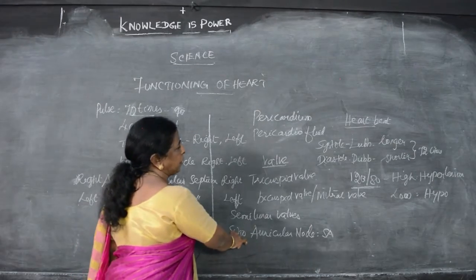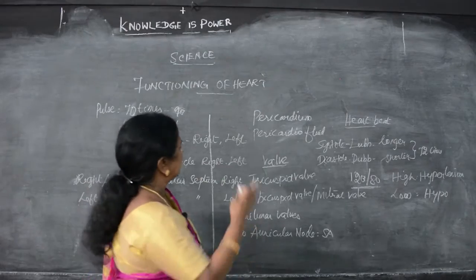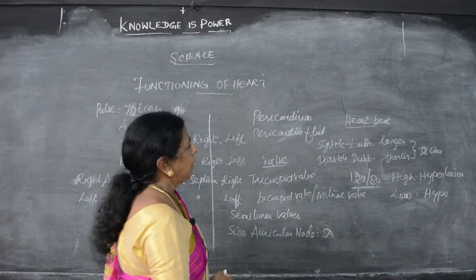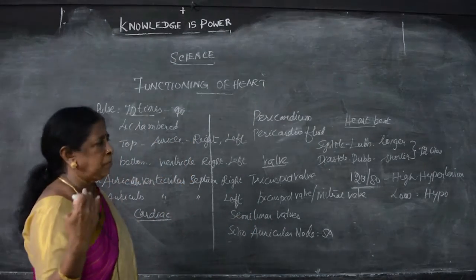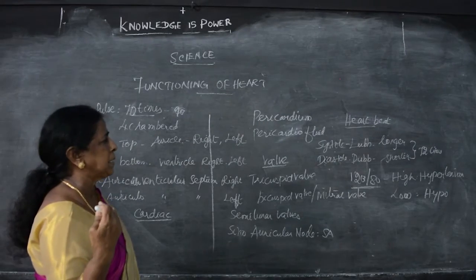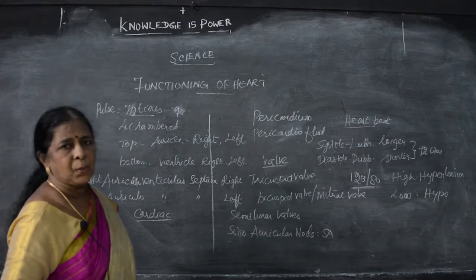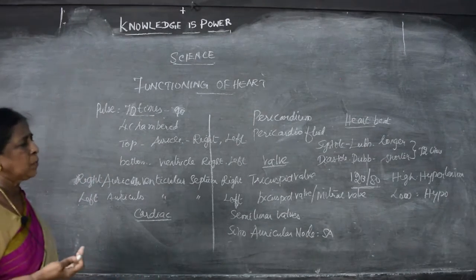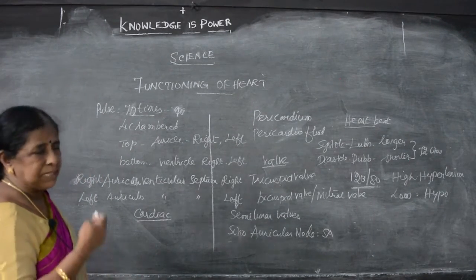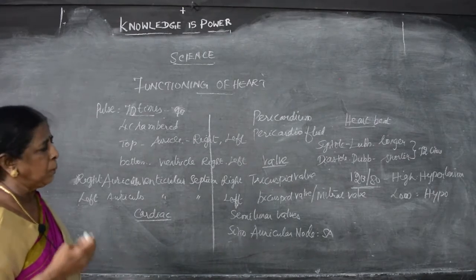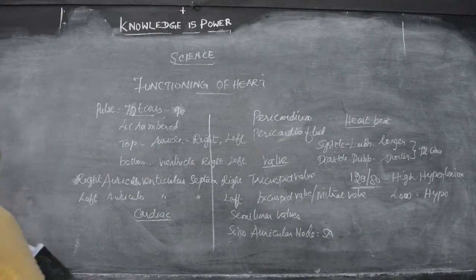Sino-auricular node is very important. That is the pacemaker. The heart is covered by the pericardium. The two types of movement of blood, known as blood pressure, create the heartbeat. That is systole and diastole. So normal blood pressure is 120 by 80. If it is more, hyper. Low means hypo. Clear?